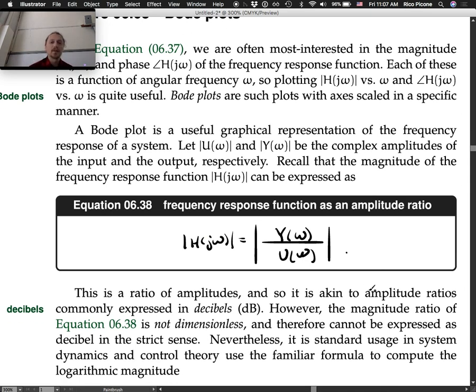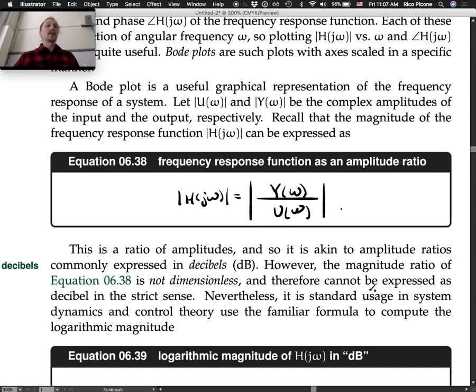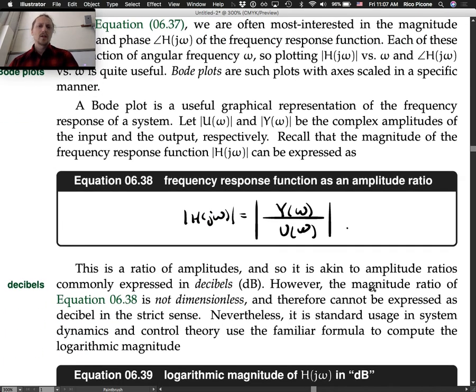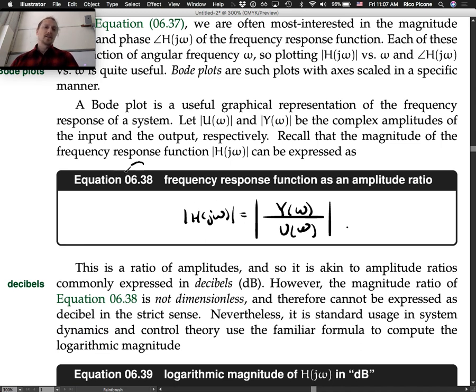This is the ratio of amplitudes, so it is akin to amplitude ratios commonly expressed in decibels, okay, dB. However, the magnitude ratio of equation 6.38, which is this, says it right there, 6.38, is not dimensionless, and therefore cannot be expressed as a decibel in the strict sense. So, have you seen decibels before? Yeah, I thought you guys had seen them.